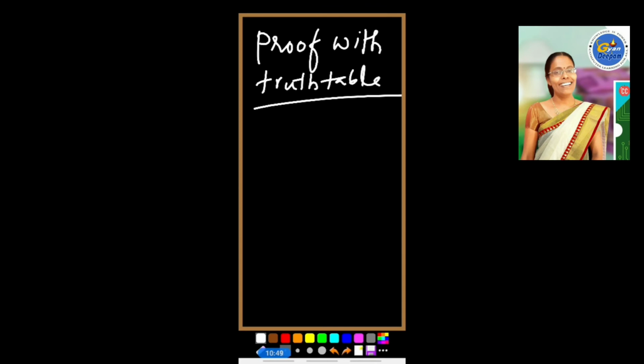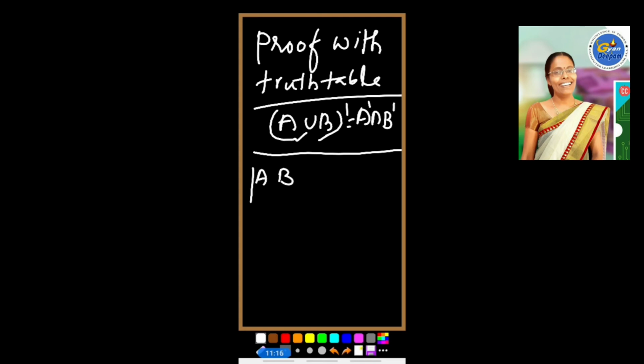Let us see how we can prove with truth table. I already explained in the last session what is truth table and all. So here two inputs are required, A and B. We need to prove A union B whole complement equal to A complement intersection B complement. So two inputs are there. If there are two inputs, what will be the possible combinations? 2 raised to 2, that is 2 square, that means 4. So 4 possible combinations will be there.